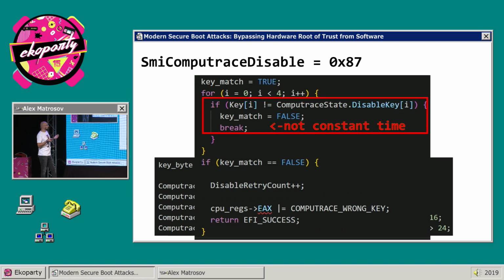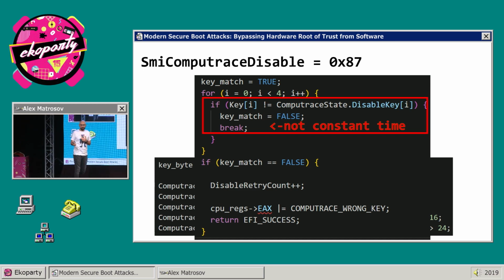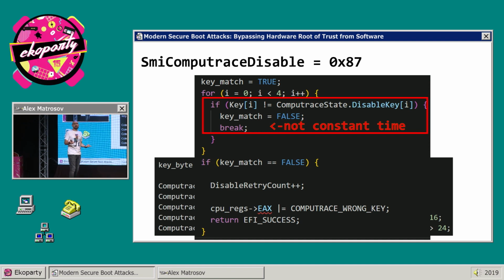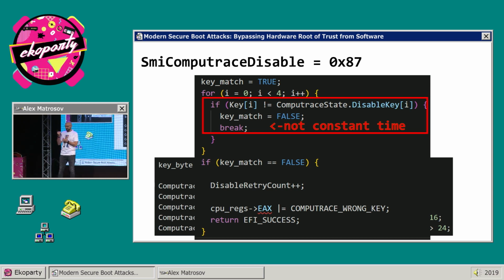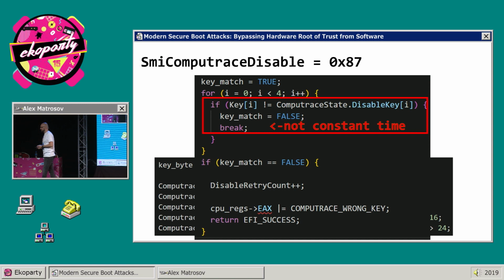Then I looked at the key check comparison function, and it was constant time. If it is constant time, it's brute-forceable, because you can basically tell when the key is different and when the key is good. So you can brute force quickly to get your correct value. So basically a side channel attack is possible on this algorithm.